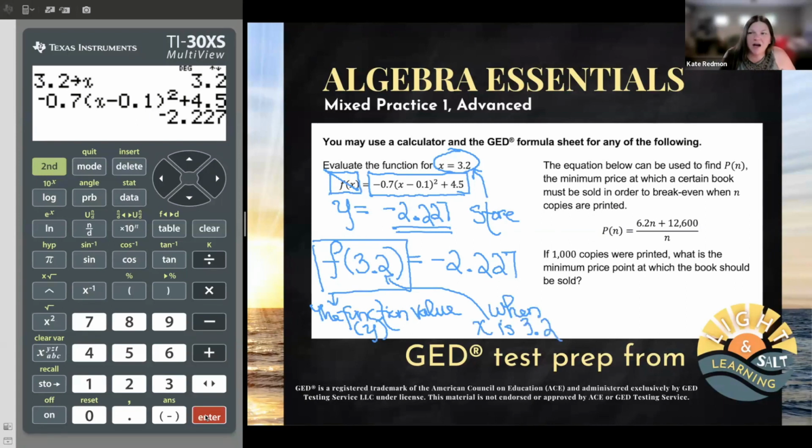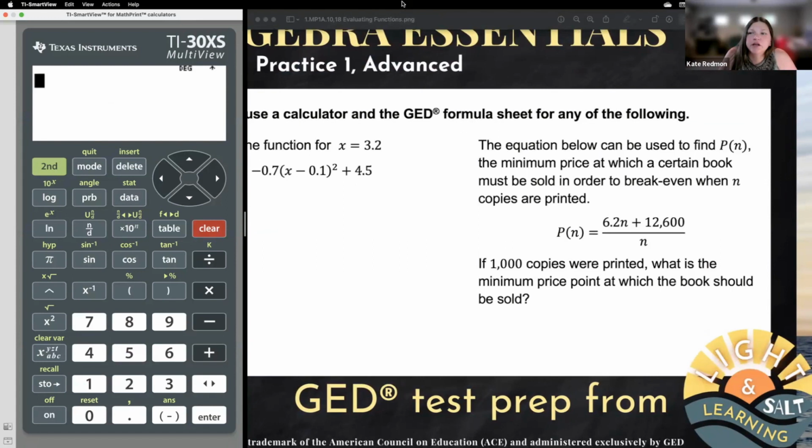So, you know, I'm a lazy mathematician. I'm not trying to write that full sentence: the function value when x is 3.2 is negative 2.227. So I just wrote f of 3.2 is negative 2.227. I spoke in a complete sentence in the language of math, but still, this is the part you need to understand as the answer. We've evaluated this function. Woo. Strong work. All right, let's look at the next one.